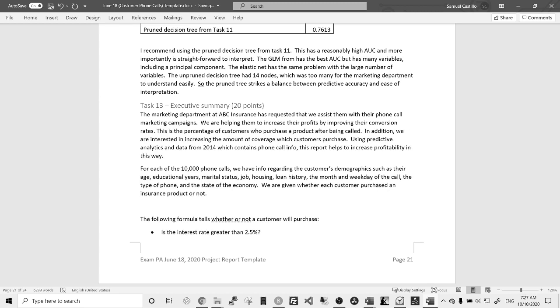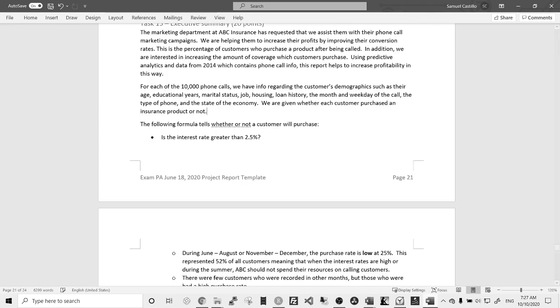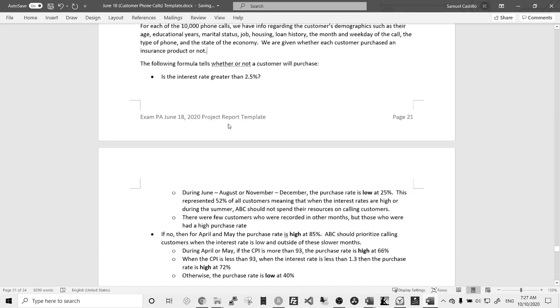This is the percentage of customers, etc. So I might lose points for that grammar. Also, there's a formatting mistake here. I have an extra line, and I could say the following formula tells whether or not a customer will purchase, which Microsoft Word is flagging as being a grammatical error. I actually think that that's okay.